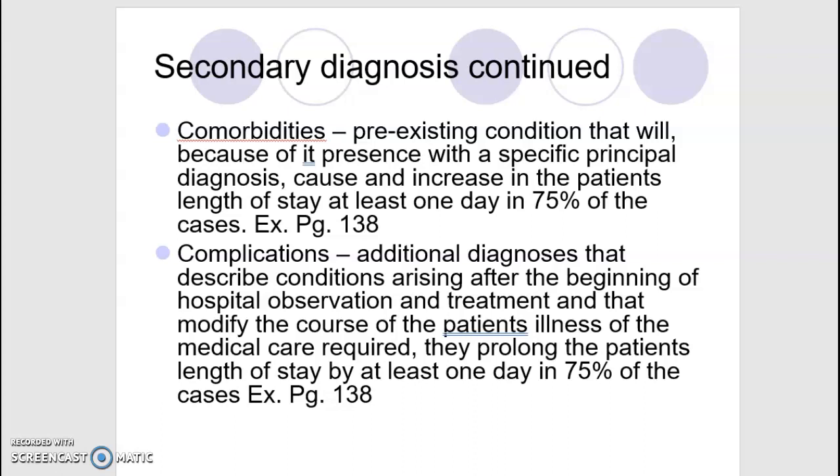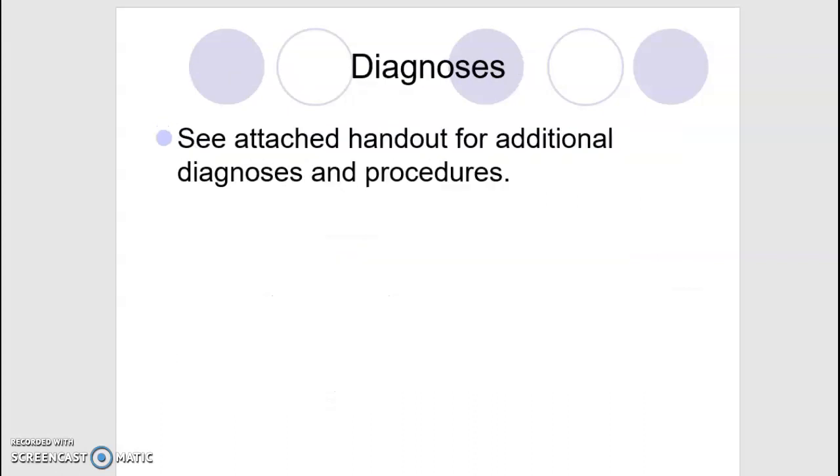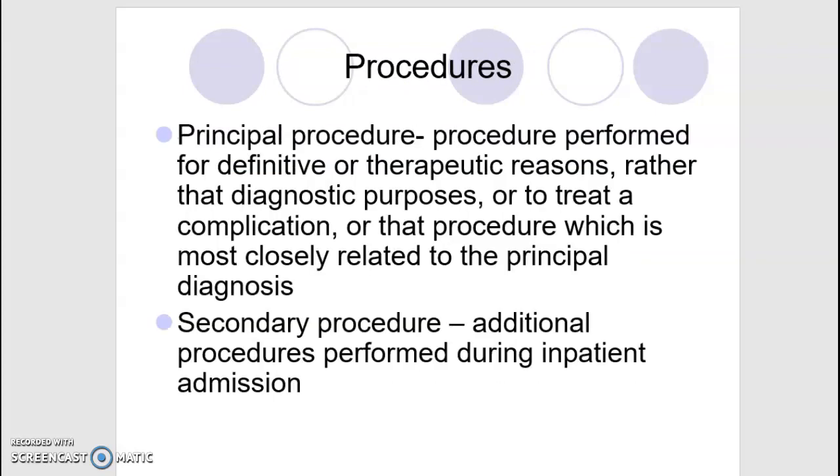Whereas a complication is something that arises after the beginning of hospital observation and treatment and modifies the course of the patient's illness. It prolongs the patient's length of stay, again, at least by 1 day in 75% of the cases. So let's say a patient comes in and has a hysterectomy. A day later, they start hemorrhaging. So you are going to code hemorrhaging. That's going to be a secondary diagnosis, but actually it's a complication of the surgery. So make sure you know the difference between those two. We do have a handout for diagnoses, so make sure you review that too.